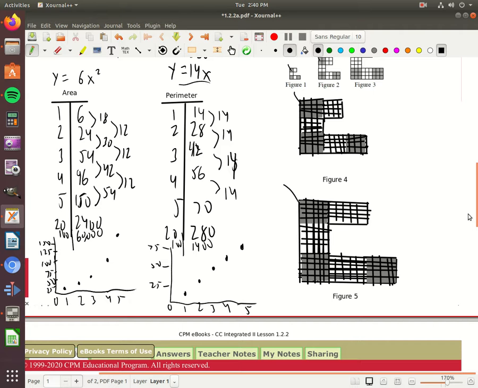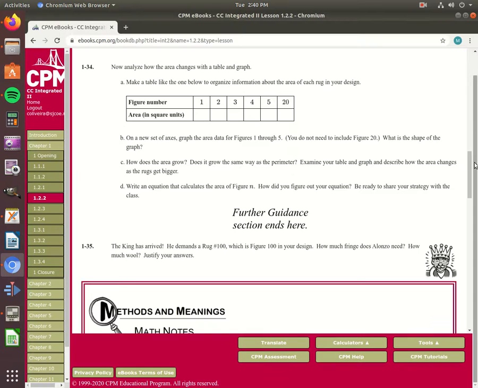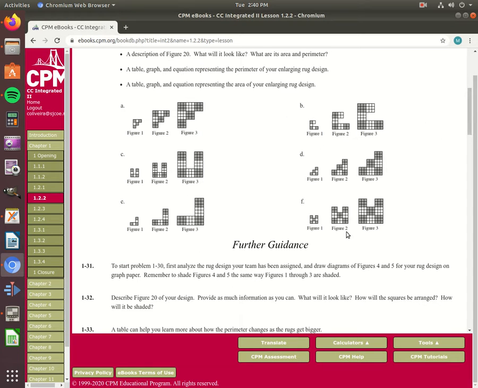So a lot going on. Again, there were several shapes. I'm just doing one of the shapes. In class, group by group, each group would have got a different shape and had to have done essentially the same thing. So that is lesson 122.